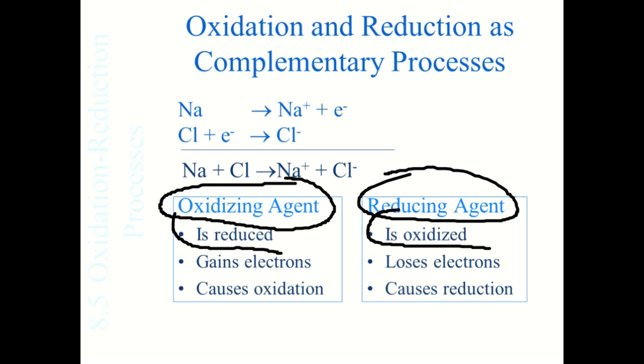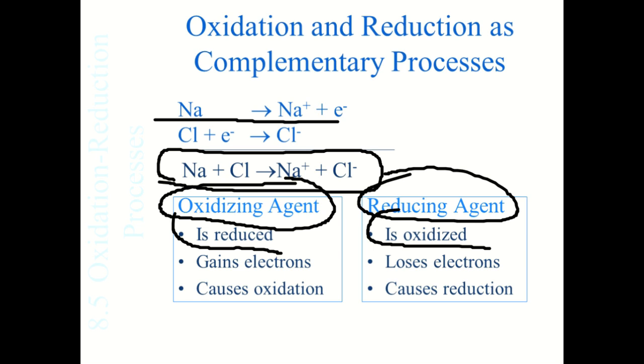So let's take this example. And remember another thing, the agents are always on the reactant side, not the product. So between this reaction, Na plus Cl giving you Na plus Cl minus, the agents are on the reactant side. So the agent is sodium or chloride, okay? It's not these two on the other side.